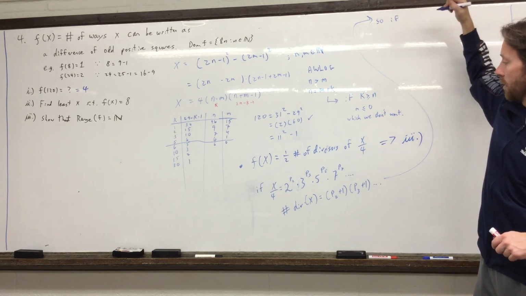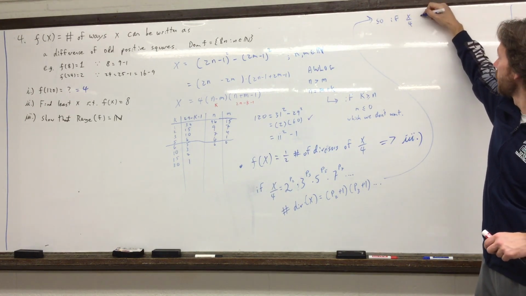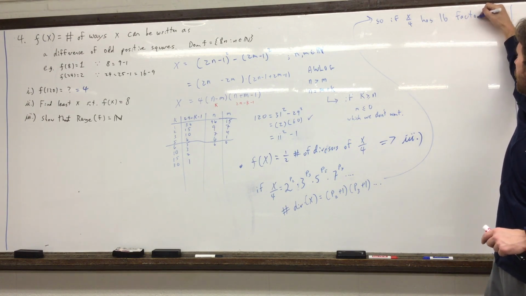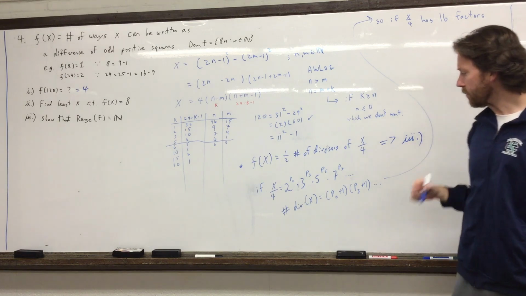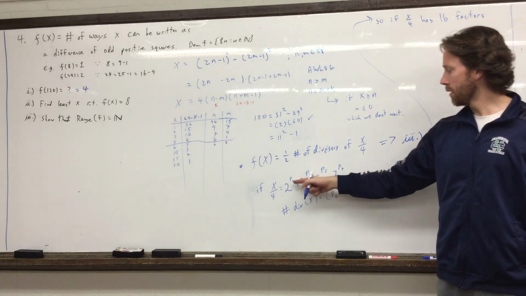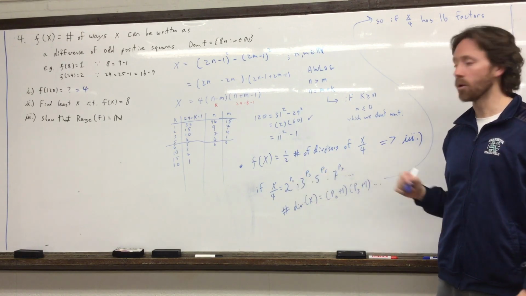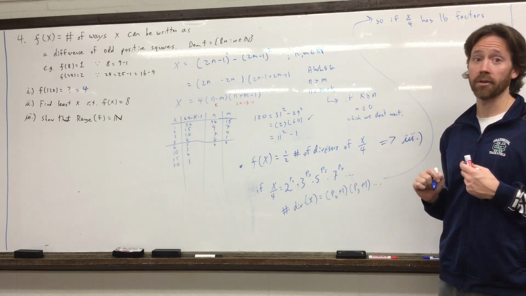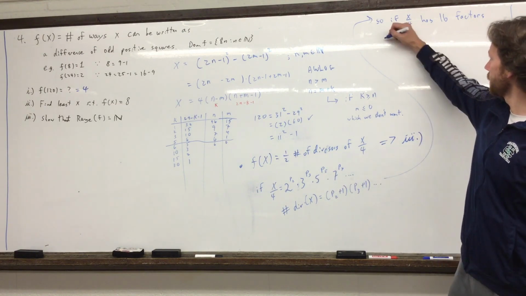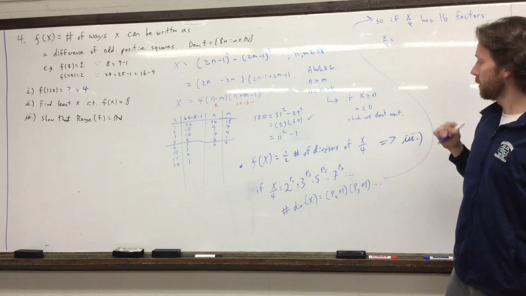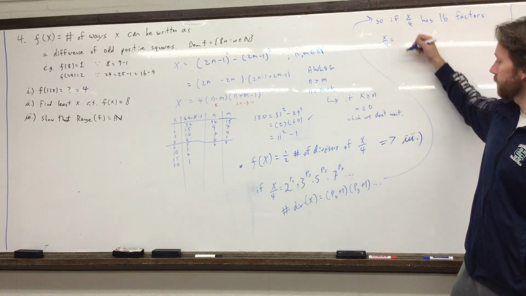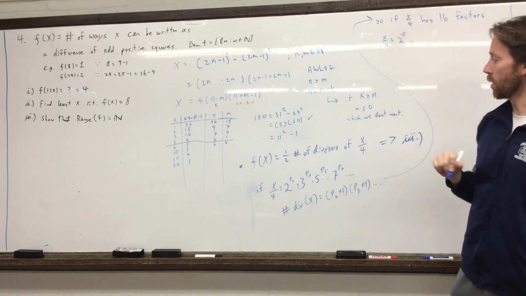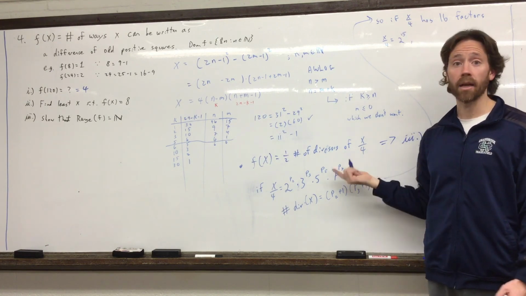So now we can say, if x over 4 has 16 factors, right? Then, well, okay, we have to think about what these numbers are going to be. How are we going to write x over 4 as a product of prime factors? Well, 2 to the 15th is certainly one possibility. It's probably not the smallest, right?